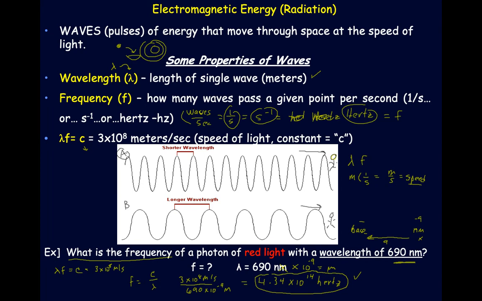Now, what's the point of this? The point is that light has an energy to it, or light has numbers to it. It can be measured, and that's going to be important going forward. All right, so we're going to move on a little bit.